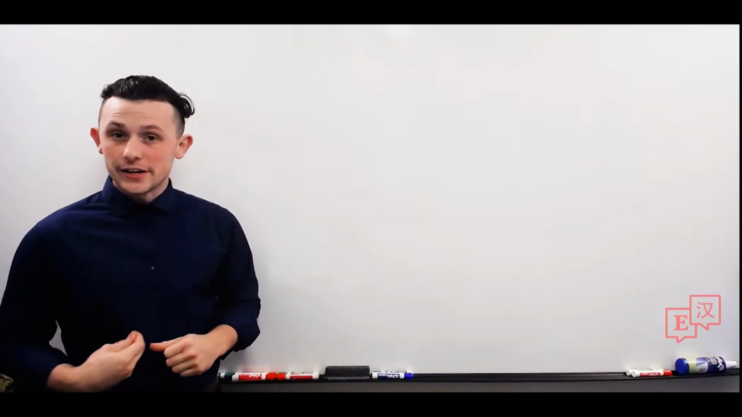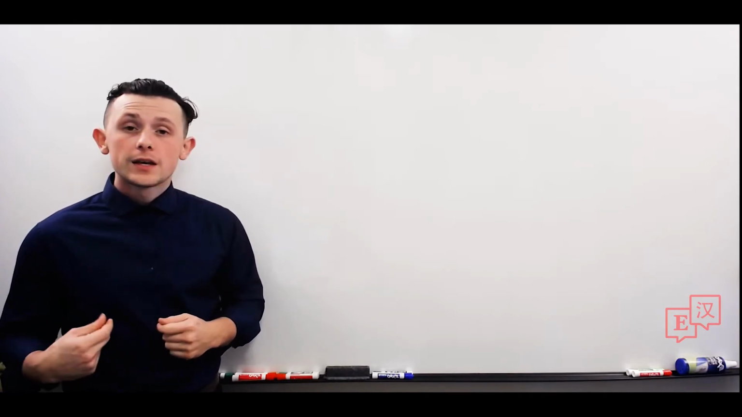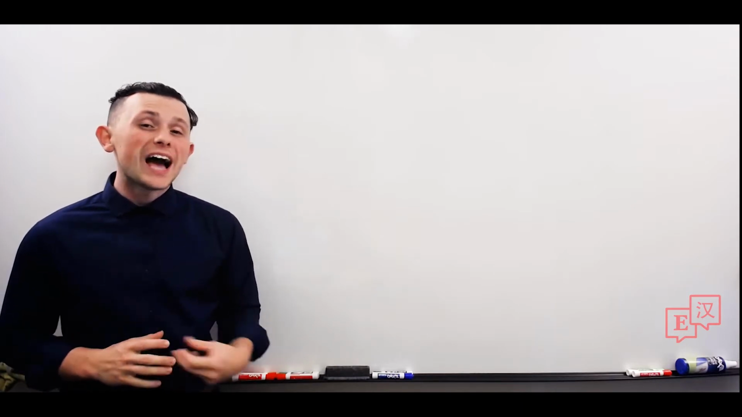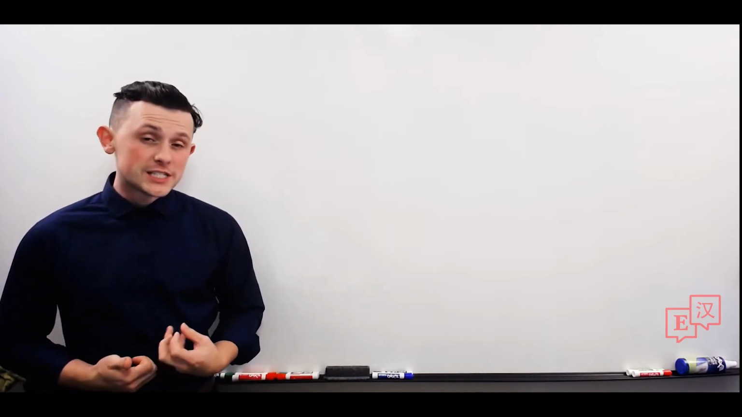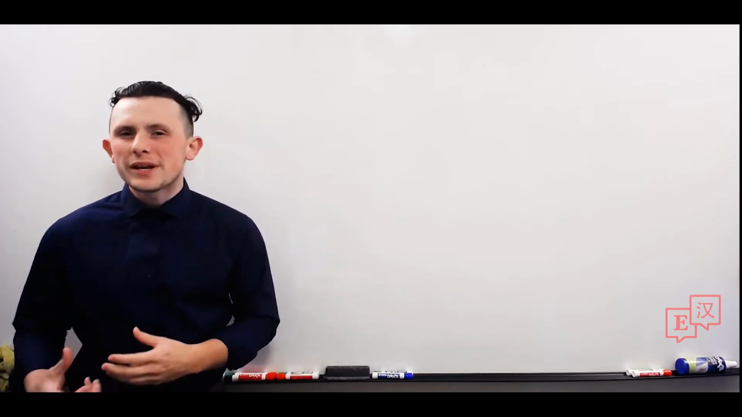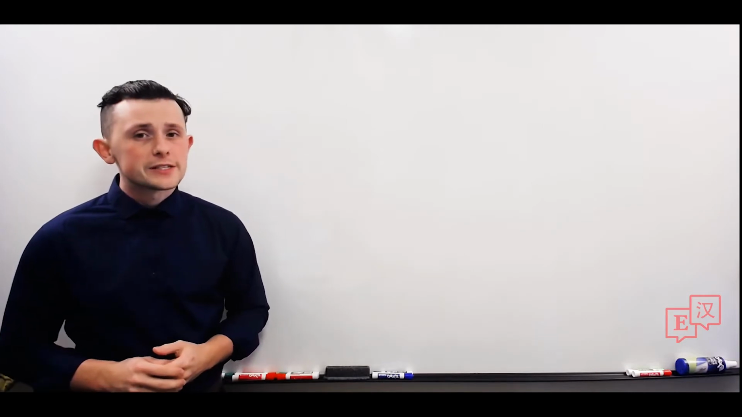So, 记, to remember, 忘, to forget. In English, these are pretty straightforward concepts, but in Chinese, we have to use various complements, such as 得 or 住, to change and make our meanings more precise. The best way to learn this is through some example sentences.